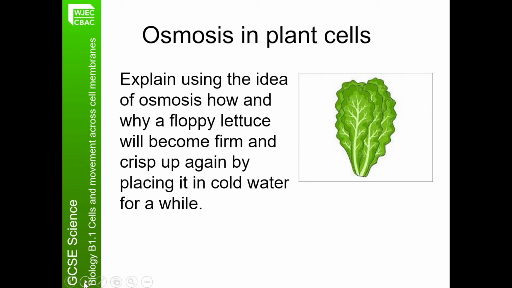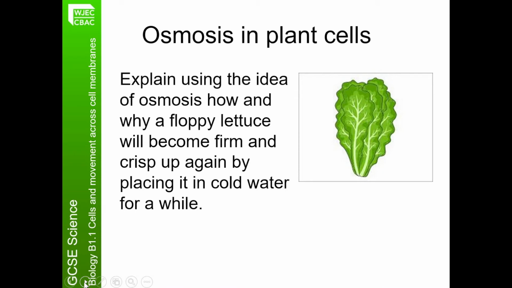So we need to use the idea of osmosis to help us explain a couple of problem-solving tasks. So this work is on page 37 in your booklet. This is an extended prose type answer. That means that you've got to answer in good written English, you've got to have capital letters, full stops, and you've got to explain using science ideas and terminology why a floppy lettuce will become firm and crisp again if you put it in ice cold water for a while.